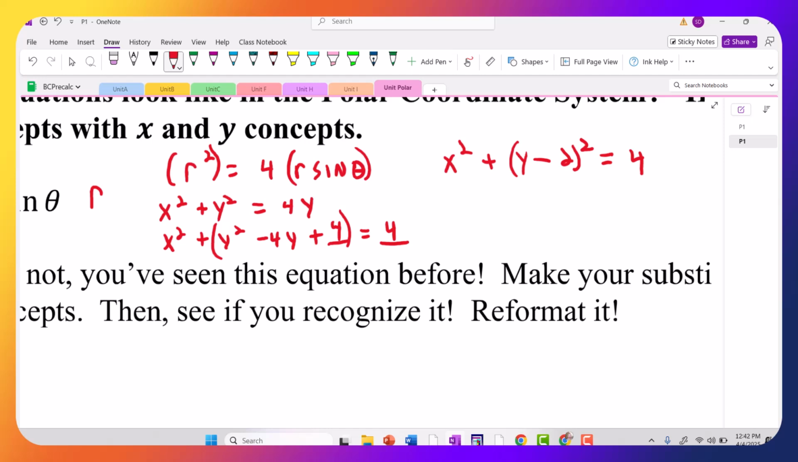Okay, anyway. And then, you know what this is? This is a circle with a center at 0, 2 and a radius of square root of 4, which is 2. All right, and that's what you got to remember.